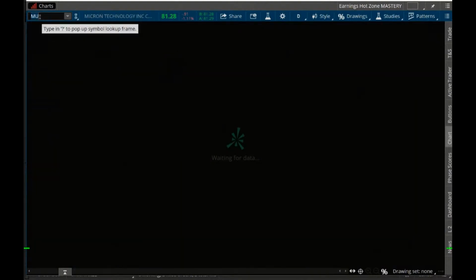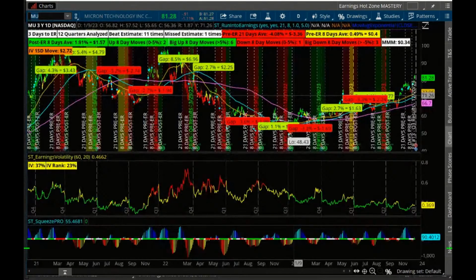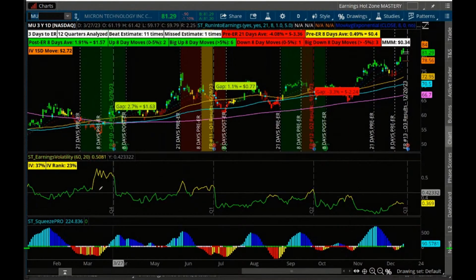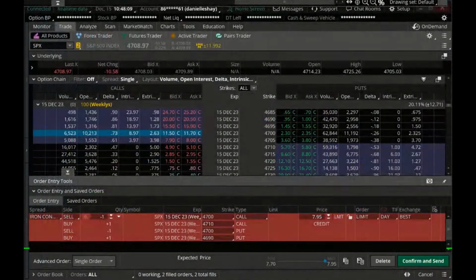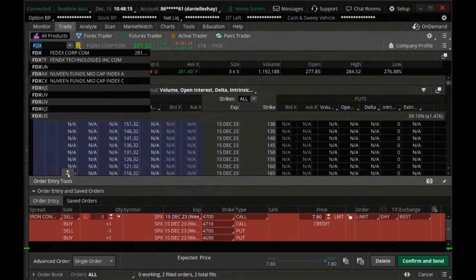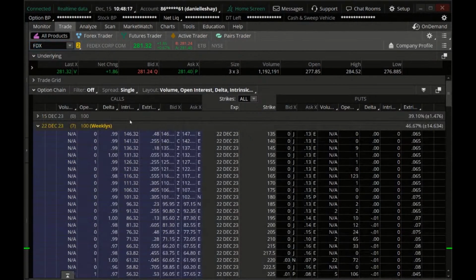Let's see, Micron, pretty good IV crush here. So you can see the way that the volatility goes up and then it hits earnings and it goes down. So when you're selling strategies like that over earnings, it's going to be a little bit different because you're going to have to look at the expected move over the earnings report.